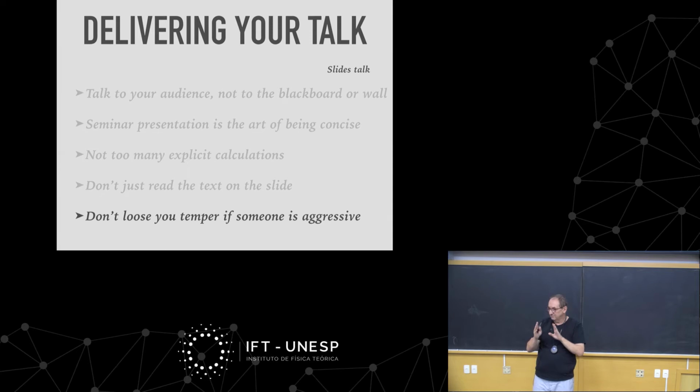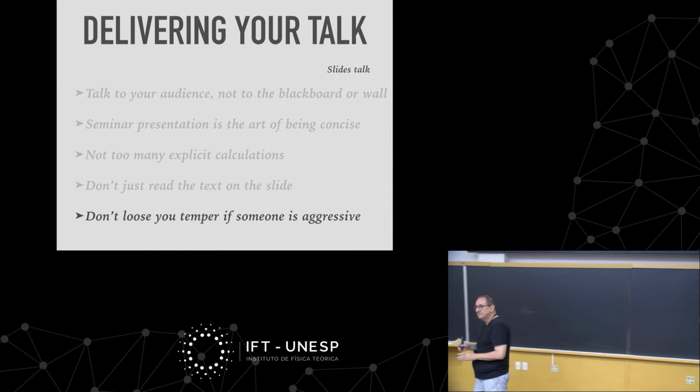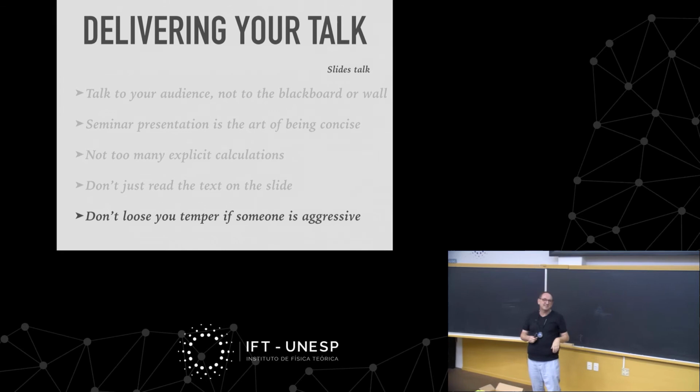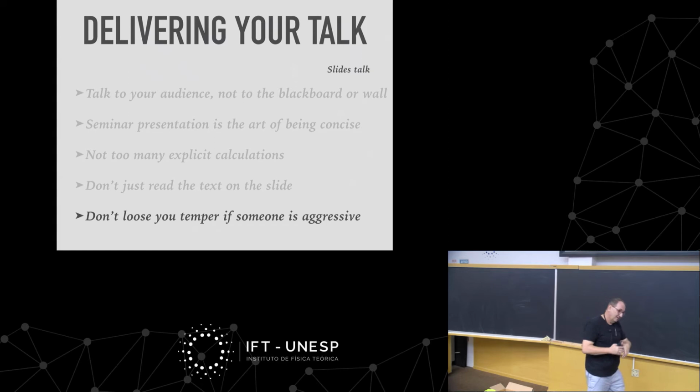Sometimes there are people that are difficult, with a lot of questions. Why is this? I don't understand. This is in contradiction with what I know. This is okay. This is not aggressive. But sometimes there are people that just stand and say, oh, this is all bullshit. I have a friend that did this calculation 10 years ago. Okay, this is aggressive. So don't lose your temper. Say something like, okay, maybe you can show me this work later.